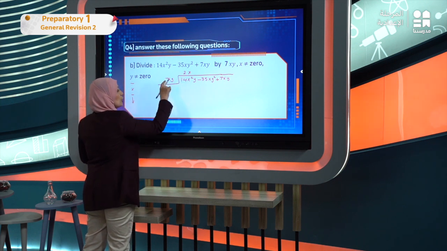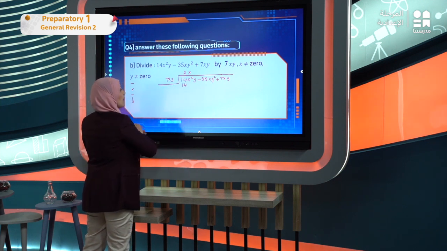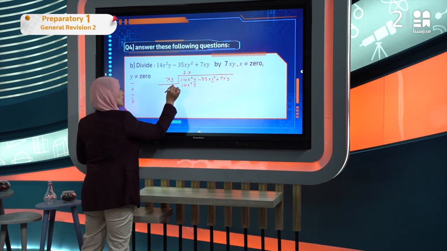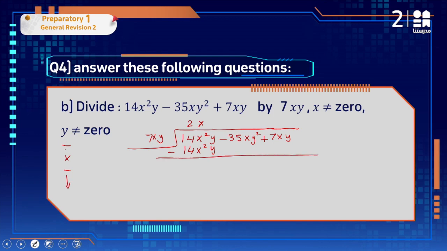Then multiply. 2 times 7 is 14. X times x is x squared, and then here y. Then subtract. Cancel them. Then bring down negative 35x y squared plus 7xy. Negative 35 divided by 7xy is negative 5. And x divided by x is x, y squared divided by y is y.